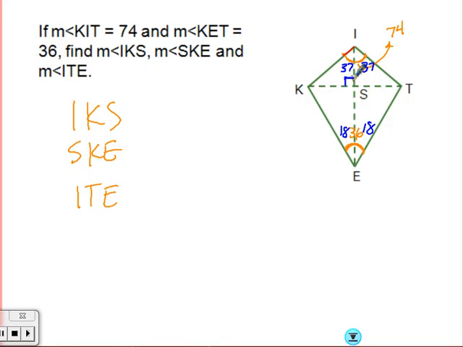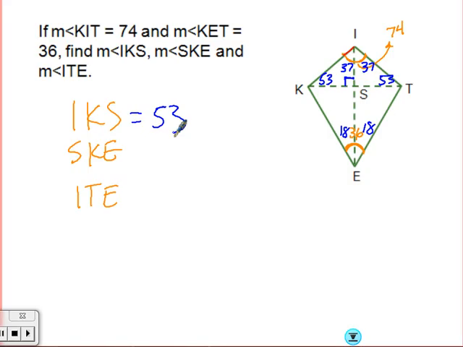If that's 37, then how much is left for right here? 53, good. And then what's left over there for ITS, for right here? 53 again, because they're congruent. Okay, let's see if that's enough to answer all of our questions. IKS, yep, we got that one, 53.